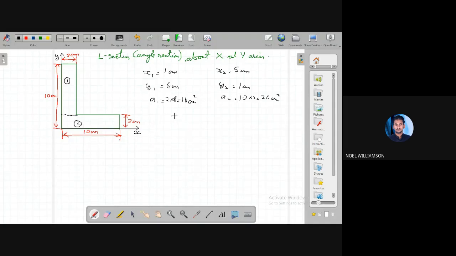Next, we are not finding the values for x bar and y bar. ഇത് നമ്മൾ കണ്ടുപിടിക്കുന്നില്ല. അടുത്ത, so we skip to the next step, that is IGXX1 and IGYY1. IGXX1 is bd cube by 12, that is 2 into 8 cube by 12, and IGYY1 is 8 into 2 cube by 12.